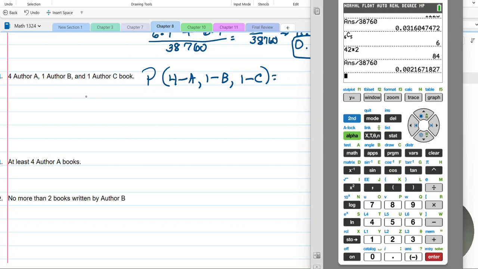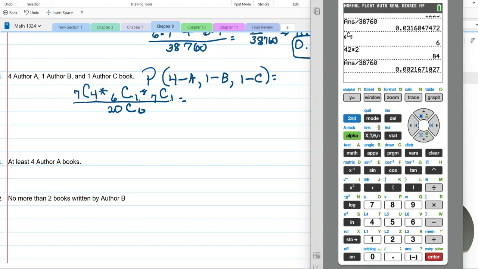as, here we go, 7, choose 4 for A. And a 6, choose 1, and 7, choose 1 over 20, choose 6. 4, 5, 6. 6 books. All right. So this one doesn't look too bad.